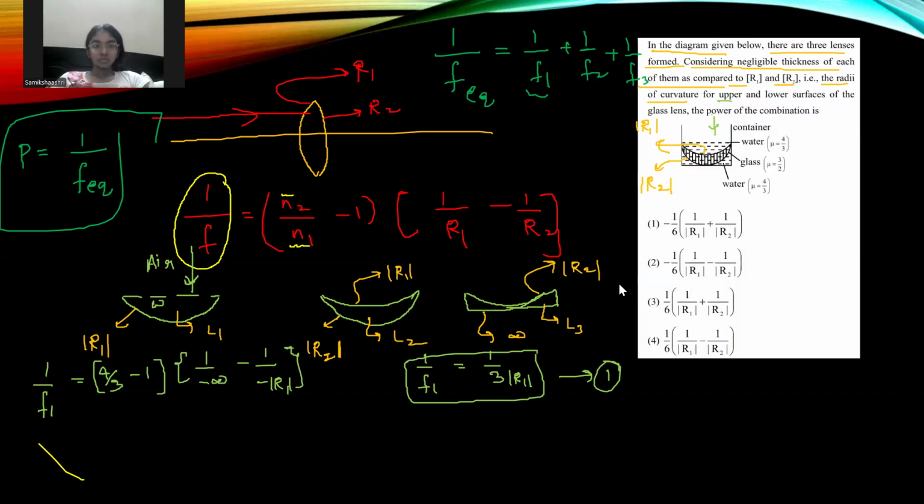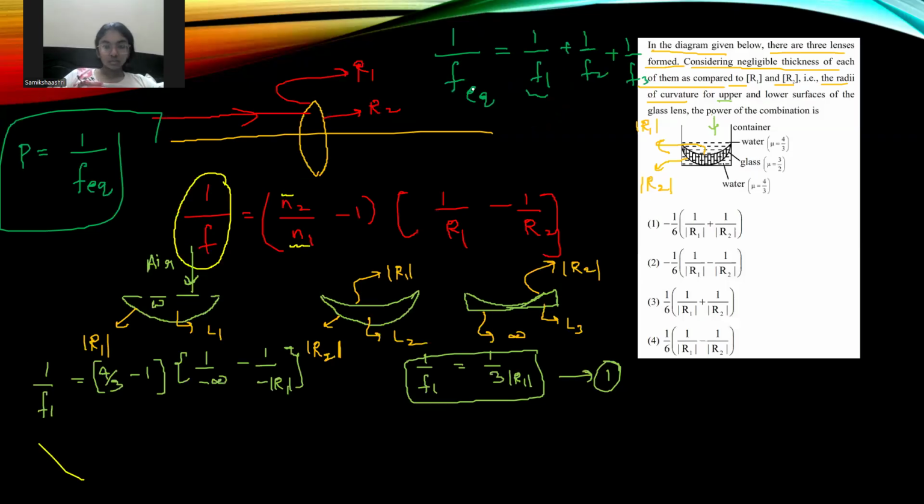We have calculated for this. Now similarly, calculate for the second lens. So individually calculate the focal length. For the second lens, what is it? This is a lens like this only. So light is coming like this. So it is R1, that is R2. So 1 upon F2 will be what? Tell me fast.